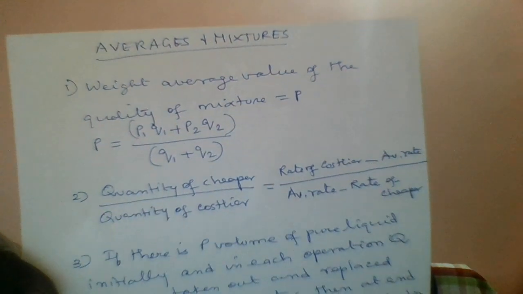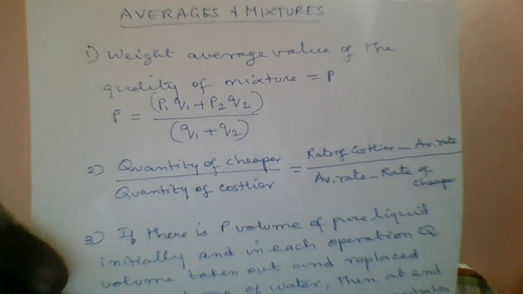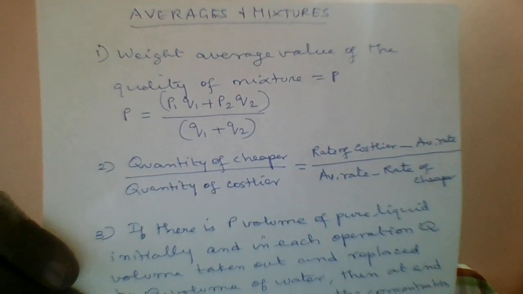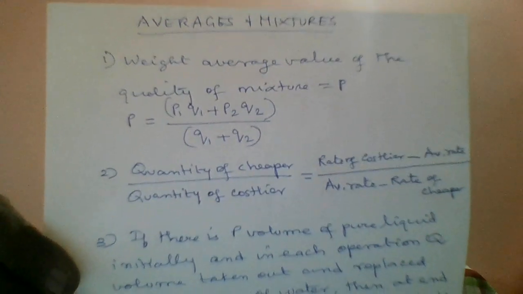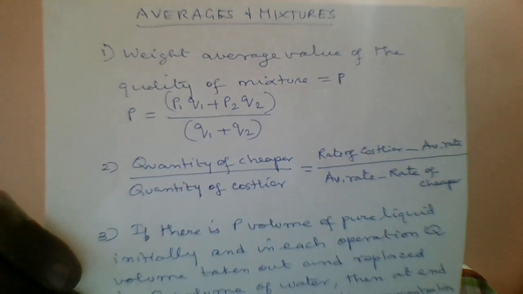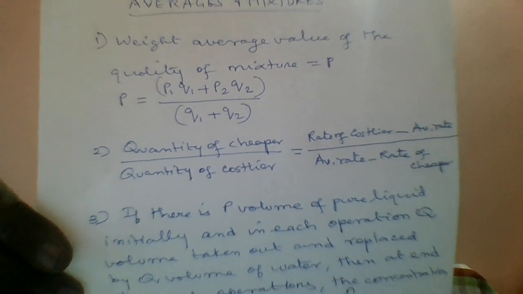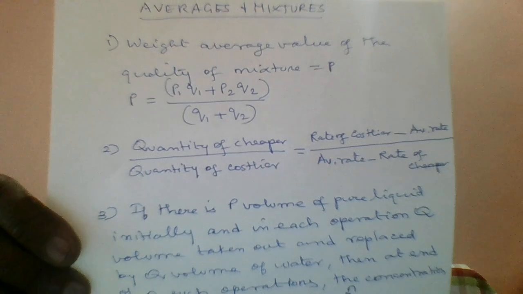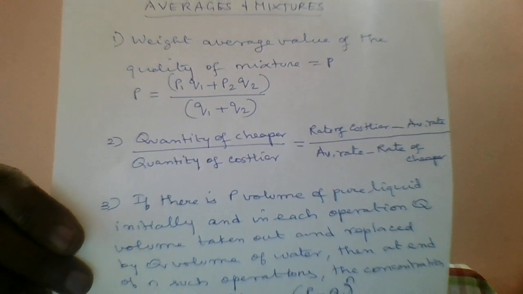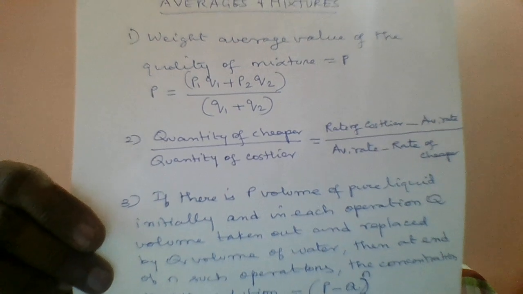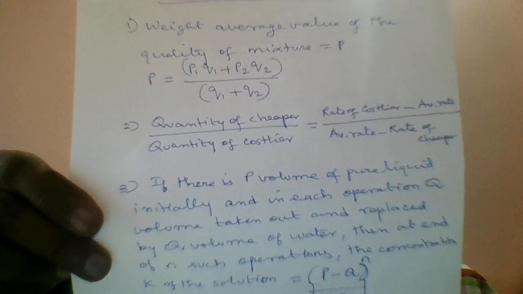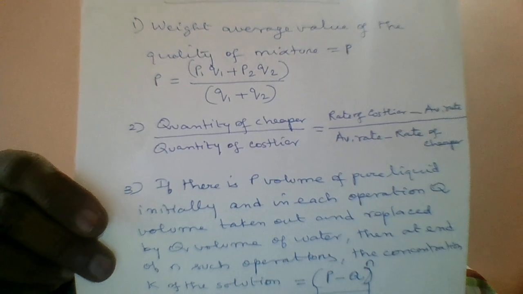Now we look at the formulas in averages and mixtures. Now this is very important. Sometimes you have to find the weighted average value of a quality of a mixture. So the weighted average value of a quality of a mixture, that is P, is equal to (P1 V1 plus P2 V2) divided by (Q1 plus Q2). Then quantity of cheaper goods divided by quantity of costlier goods is equal to (rate of costlier good minus average value) divided by (average rate minus rate of cheaper goods).